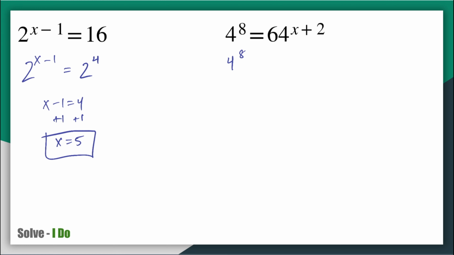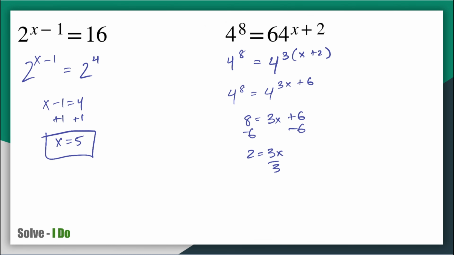So we take 4 to the power of 8 is equal to 4 to the power of 3 times x plus 2. When we do this, the exponent that we just made is going to multiply with x plus 2. So we get 4 to the power of 8 is equal to 4 to the power of 3x plus 6. Now we have the same base, so we just set those equal to each other. Okay, so 8 is equal to 3x plus 6. You solve, minus 6, you get 2 is equal to 3x. Divide by the 3, and you get x is equal to 2/3.